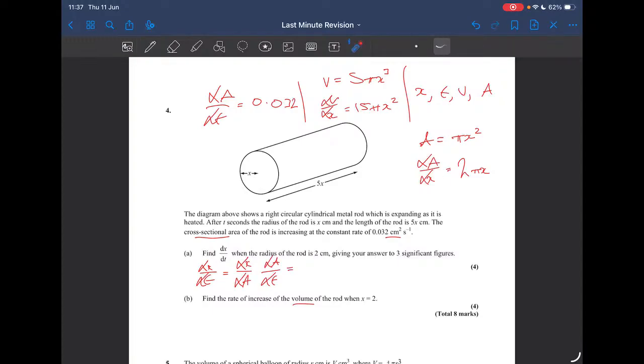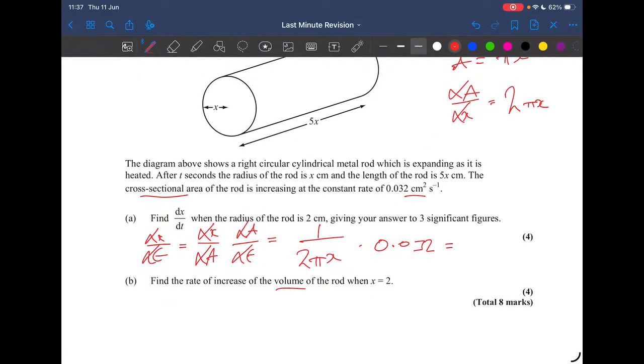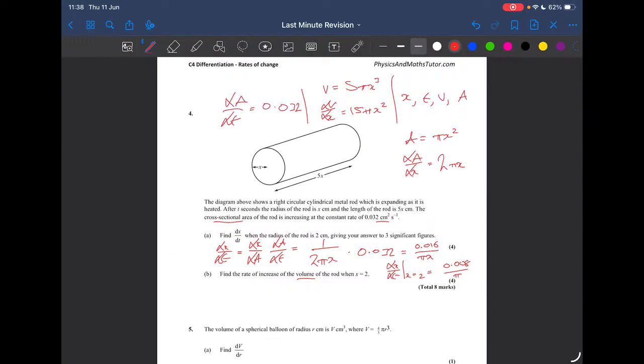The dA/dx we just found, but we want the reciprocal of that. So 1 over 2 pi x, and then dA/dt was this 0.032. This looks good. If we halve that and put it on the top, we'll have 0.016 on pi x, and then we want to sub in the value for when x is 2. So halving that again, 0.008 on pi, whatever number that ends up being.